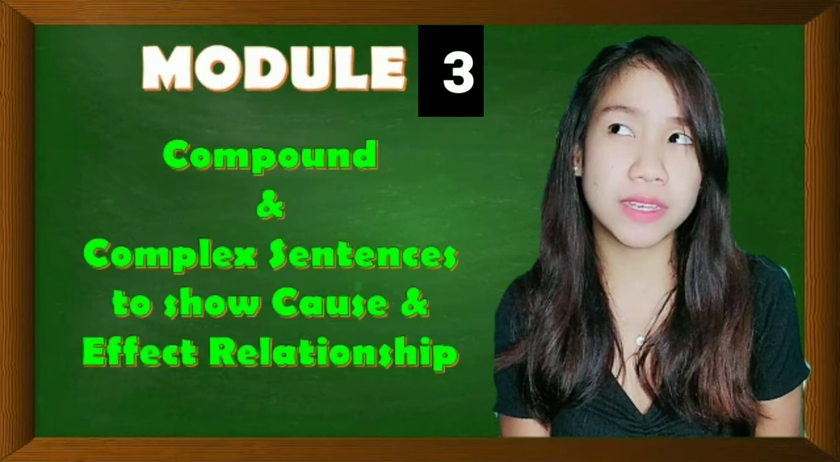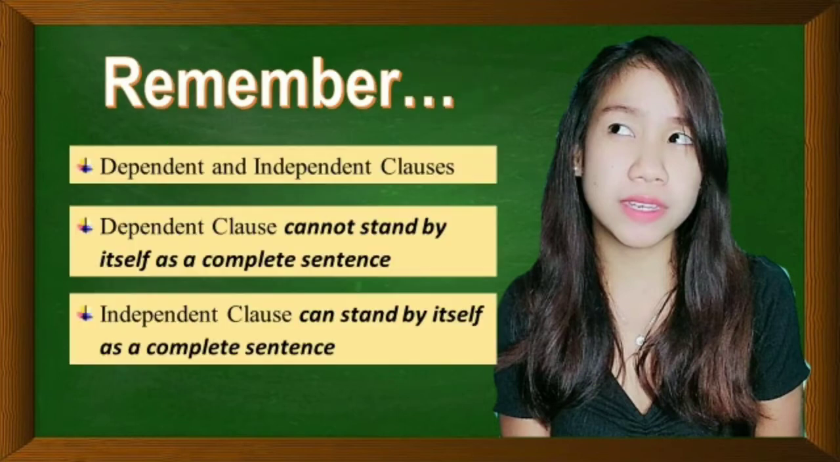For Module 3, we have compound and complex sentences to show cause and effect relationship. In this module, you learned about compound sentences, complex sentences, and subordinate or dependent and independent clauses. You also learned what is cause, what is effect, and as a whole, what is cause and effect relationship. Those are the things you learned from this module. With that, remember dependent and independent clauses.